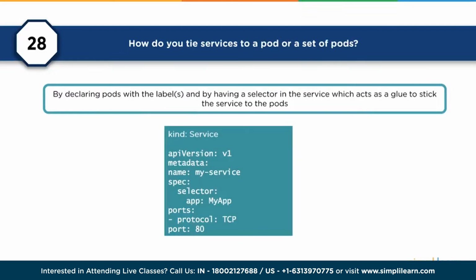So to be able to tie services to a pod or to a set of pods is that you can apply labels to the actual pods themselves and then use the labels as selectors to be able to glue services to that pod. And again, we have here an example of how you'd actually do that. And again, this is one of those where you probably won't be asked to write this out, but it'd be good to have this memorized.